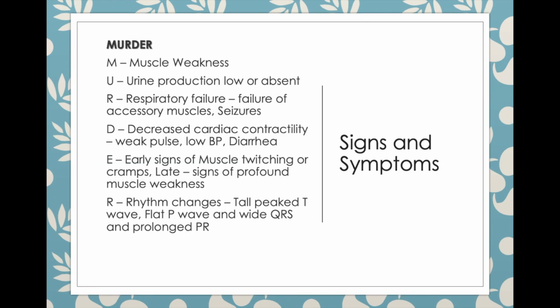For hyperkalemia, this is high blood potassium. So now we're gonna think about the acronym MURDER. We're gonna think about muscle weakness, urine production low or absent, early signs and symptoms of muscle twitching or cramps, decreased cardiac contractility, so weak pulse, low blood pressure, diarrhea. Then the ECGs. The EKG is gonna show a tall peaked T wave, a flat P wave, and a wide QRS and prolonged PR interval.